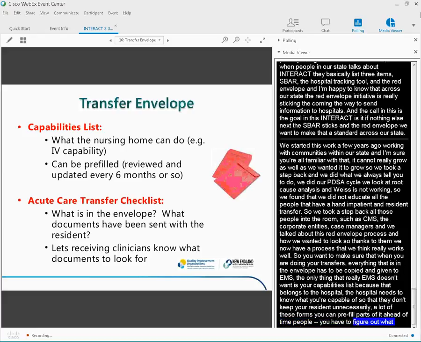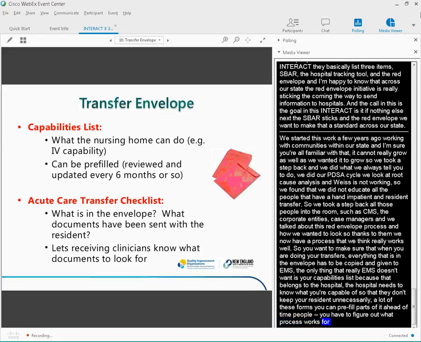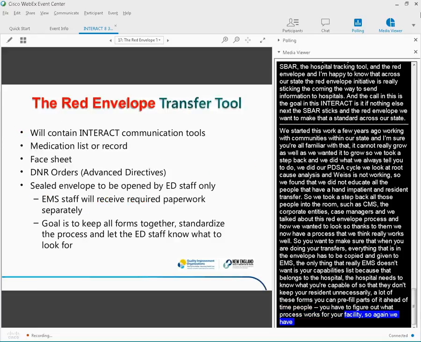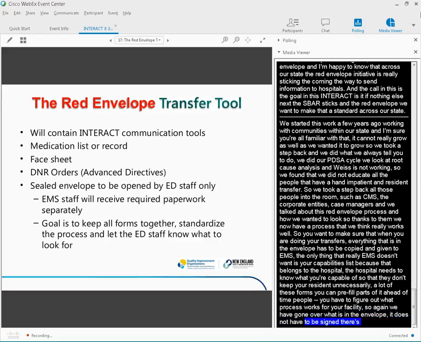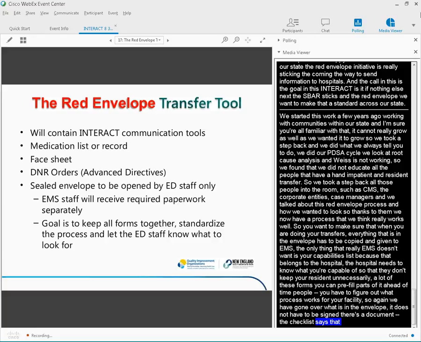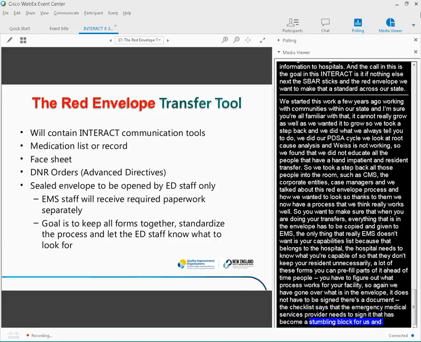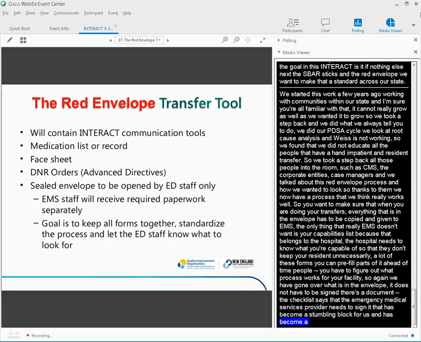So, again, we've gone over what's in the envelope. It does not have to be signed. There's a document on the checklist that says that the emergency medical services provider needs to sign it. That has become a stumbling block for us and has become a barrier. They don't have to sign it. As long as you give them their copy, the red envelope should be intact.